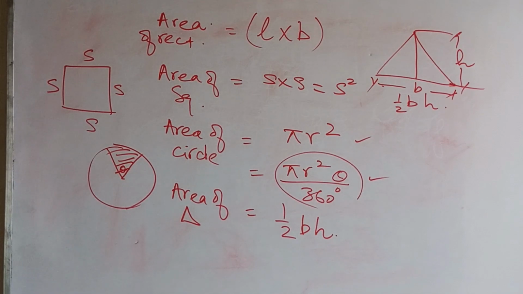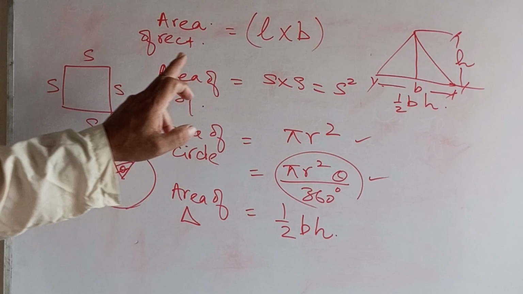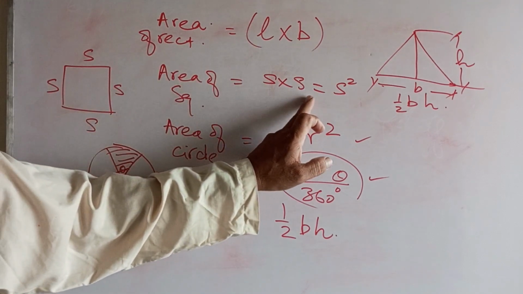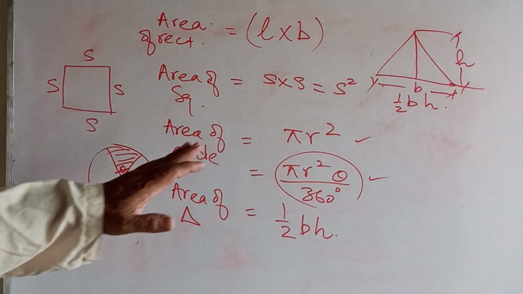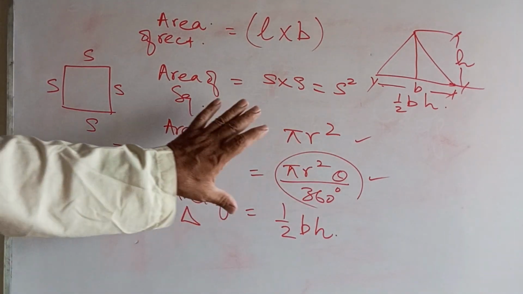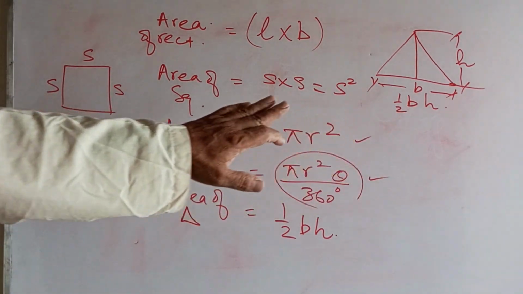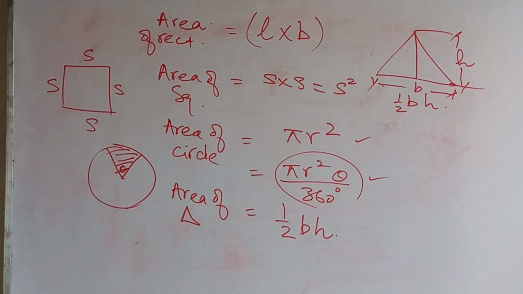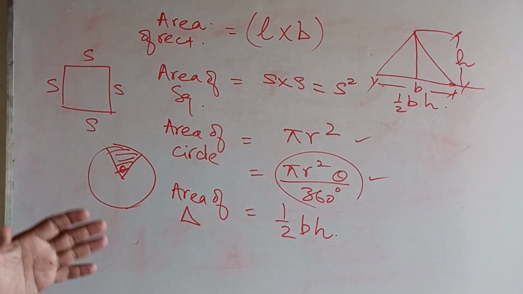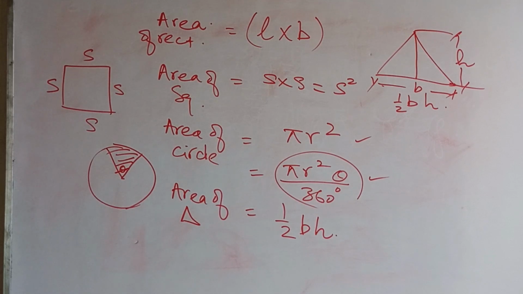Now my dear students, you must have noted that in perimeter and in area we are concerned with two dimensions: length into breadth, side into side. Pi r square is somewhat different, but here you again are dealing with two dimensions. Now these all are two dimension figures, and when we find the area of anything, it is in square.